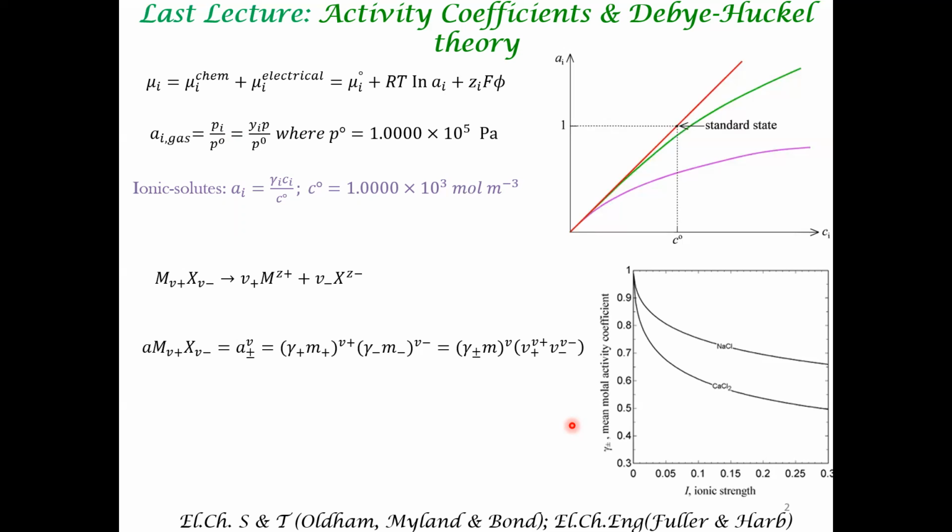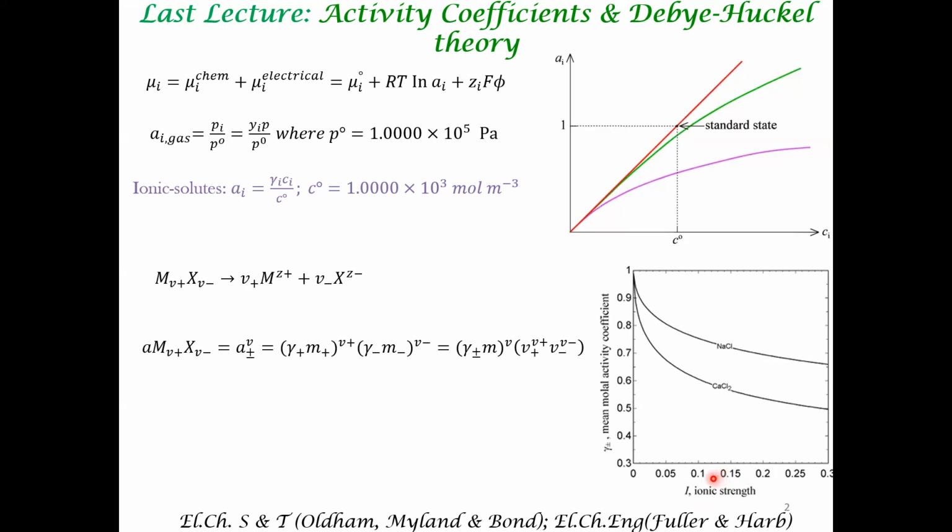Okay, so most of these experiments are done, for example, by measuring colligative properties, depression in boiling point, elevation in melting point, and so on. So here, a mean activity coefficient is plotted against ionic strength. This is an important feature of an ionic solution. We define what the ionic strength is, which depends upon the concentration of solutes present in the system.